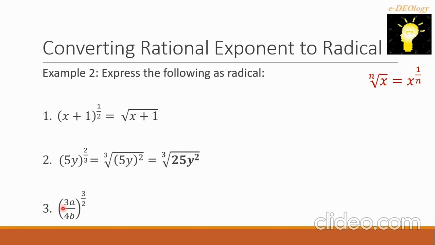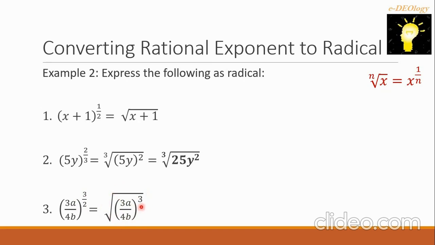Sample number 3, our fraction 3a over 4b. We will copy all this and put it inside the radical sign, like this. Next, we will check our denominator. It is 2. So we will put this 2 as index. Since it is 2, there's no need to write our index because without any index it is understood to be 2. Next is the numerator 3. We will use this numerator as the power of our fraction. So you see here the 3a over 4b is now raised to a power 3 inside that radical sign.